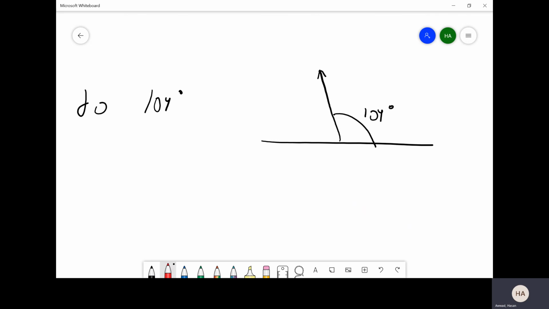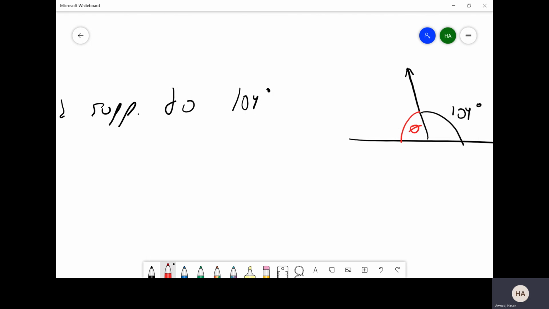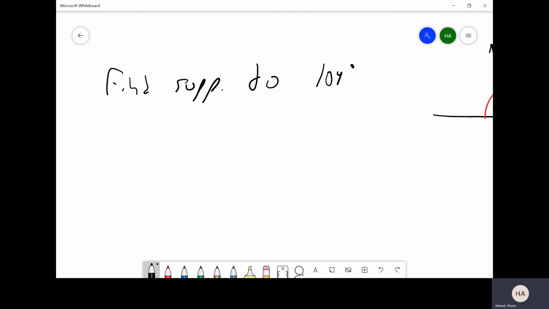Well, that means there's some other angle that exists right here that, when I add it to 104, should give me a total of a straight angle, which is 180. So supplement is saying, find that other angle to where when you add them together, it gives you 180. So we have 104 plus theta is equal to 180, and obviously you can write the degrees here. We know it's in degrees because it's out of 180.